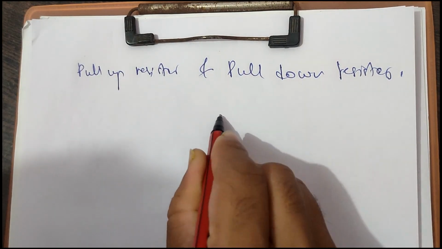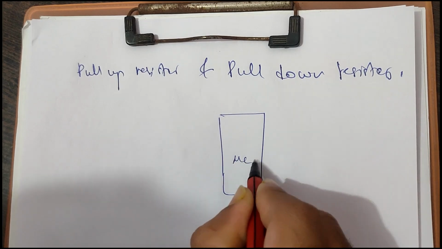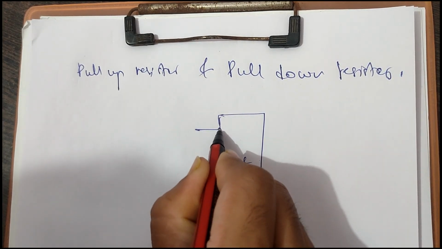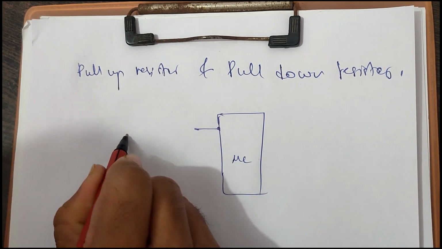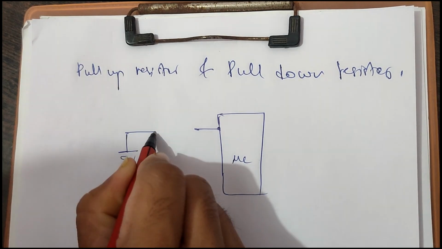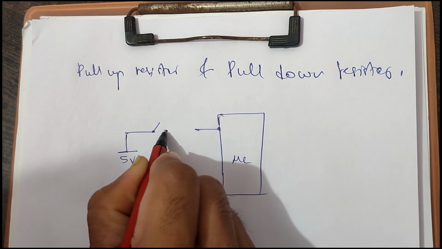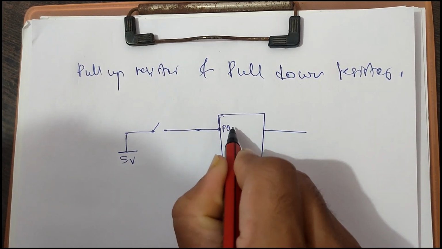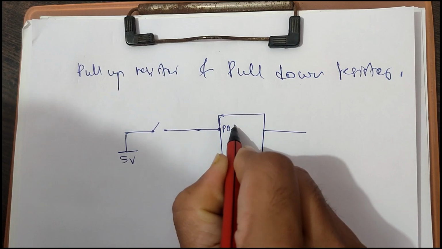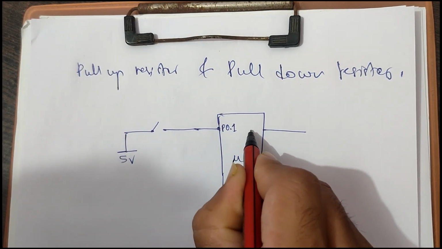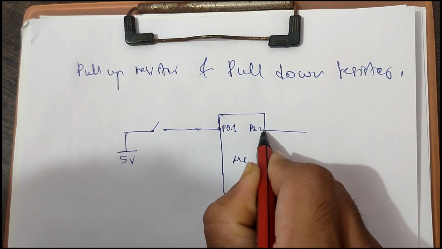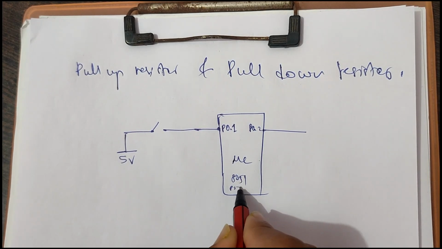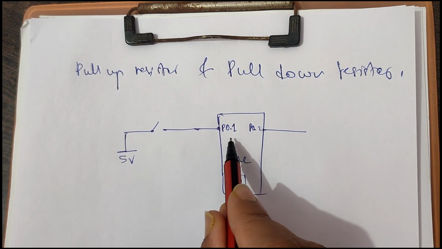You can see we have one microcontroller. One of the port pins I am taking something as input via a switch. And here you can say P0.1 and here P0.2 port pin. Take any microcontroller, 8051 or PIC, anything, with different inputs.